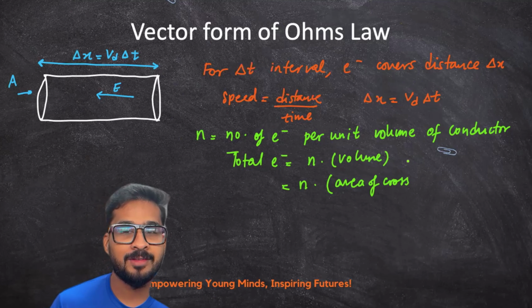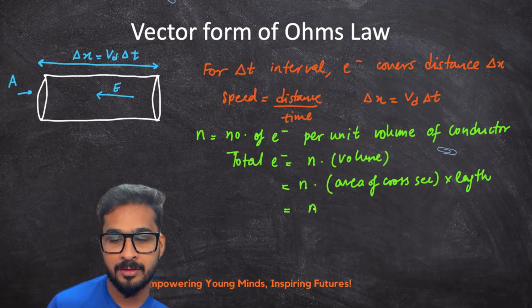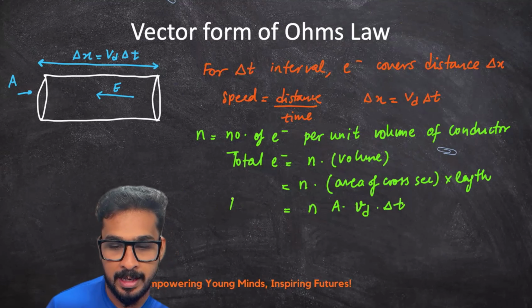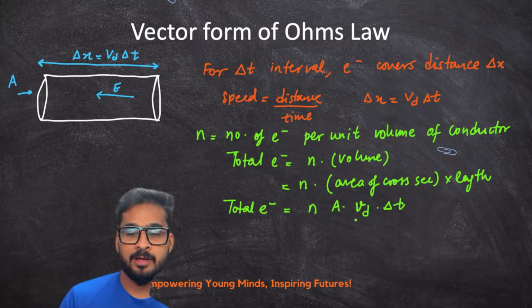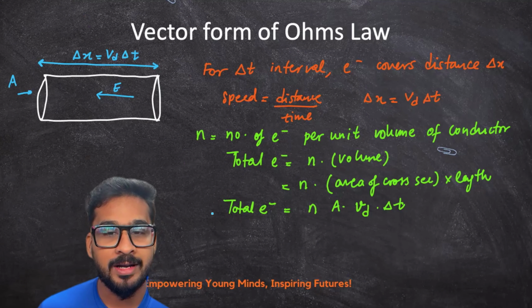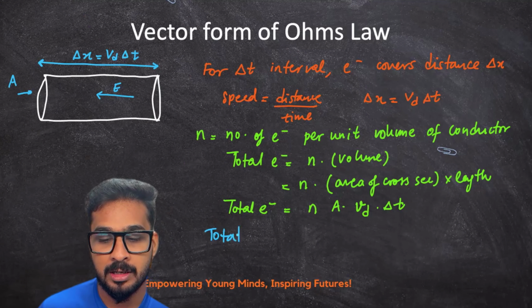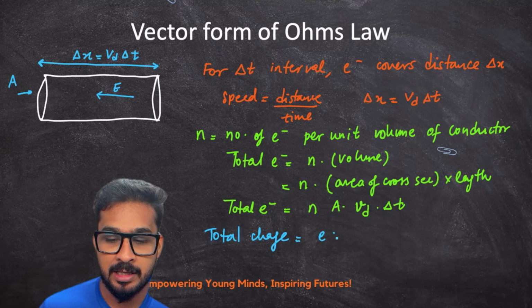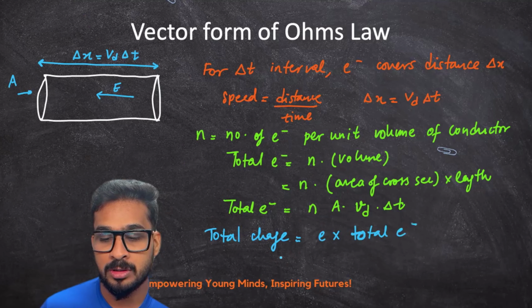Volume can be represented as area into length. So that can be written as n into A into Vd into delta t. So the total number of electrons is small n into A into Vd into delta t. So what is the total charge? Total charge is equal to the charge of each electron, that is e, into the total number of electrons. So the total charge Q is equal to n e A Vd into delta t.